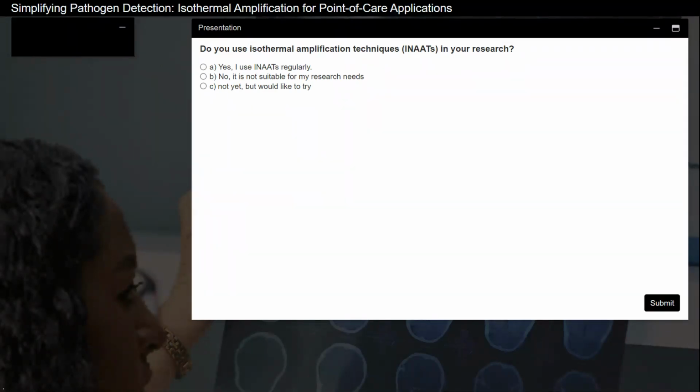Our next poll question is, do you use isothermal amplification techniques, or INATs, in your research? A, yes, I use INATs regularly. B, no, it is not suitable for my research needs. Or C, not yet, but would like to try. I'll give you a few moments to select your answer. Thank you. Nina, back to you.